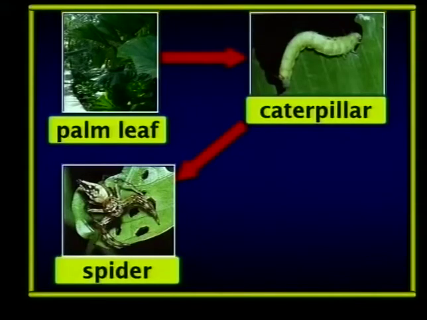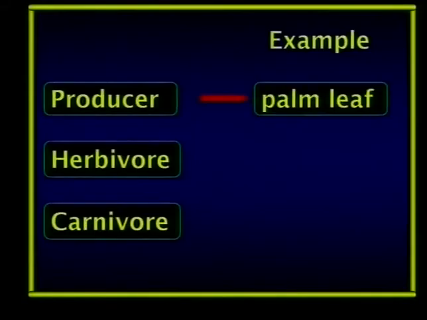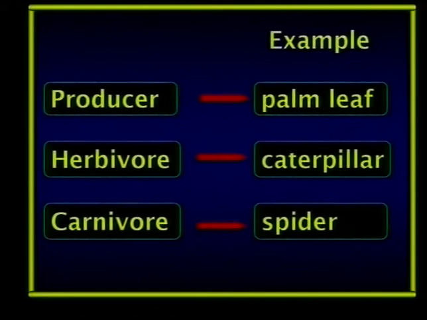Any others with a different answer? Okay, let's see. We have producer. Like she said, it's the palm leaf. And the herbivore, which is a caterpillar. And the carnivore, the spider.